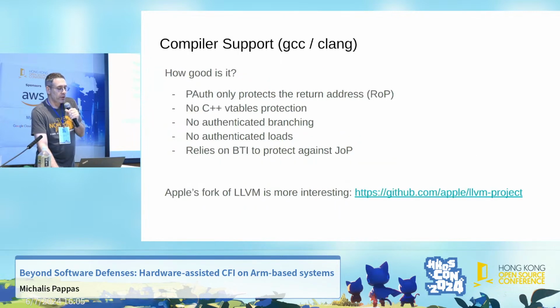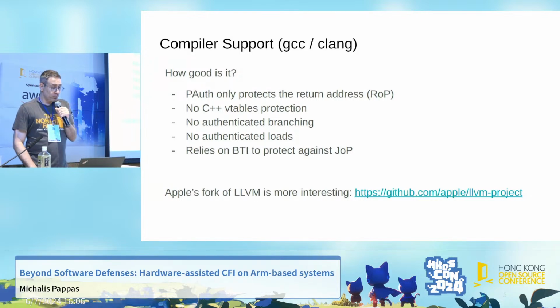However, the compiler support for both GCC and Clang is pretty basic. Especially, Pointer Authentication only protects the return address. As you noticed earlier, there are also instructions for authenticated loads or authenticated jumps. GCC and Clang do not support this. So, for example, the C++ vtables are not protected, right, and so on. The idea, I think, is that for these things you rely on BTI.